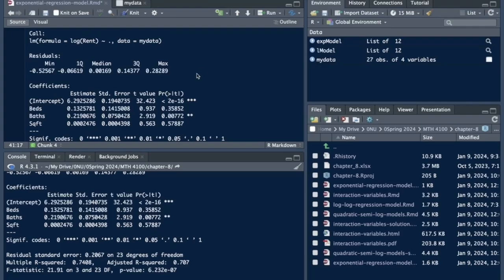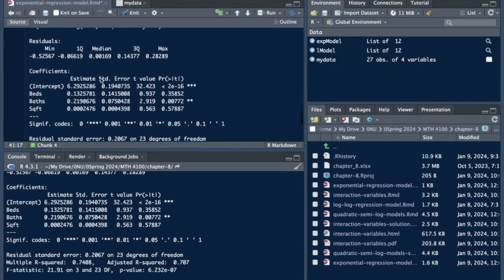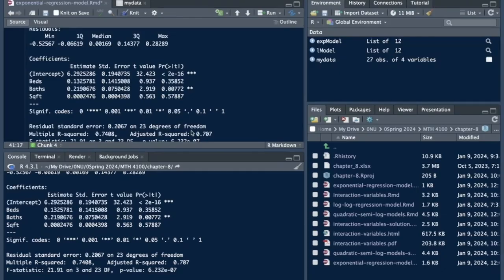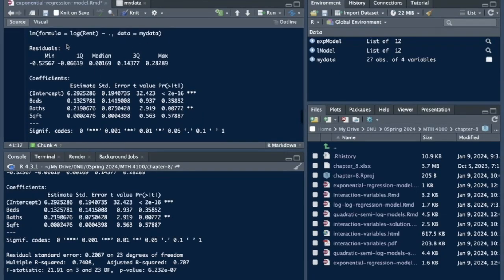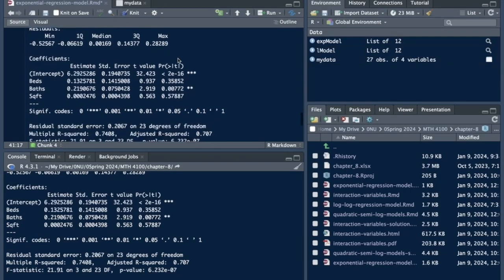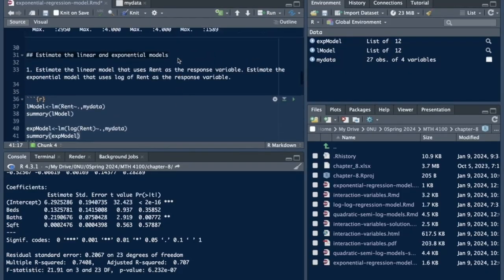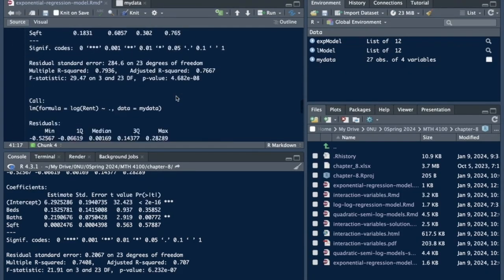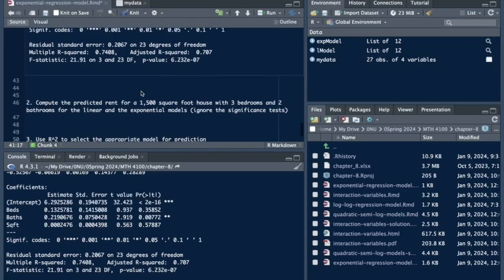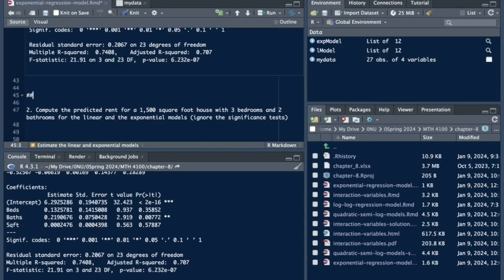In this model, the coefficient of baths is significant. About the R squared again, this is the adjusted R squared, 70%. This is for the log rent, so we have to be careful here. We have to compute the R squared for the rent, not for the log rent. But before we do this, because the question first says we have estimated both of them, that's it. We will not comment on any of the values of the R squared now. Now let's do some prediction. So, predictions.